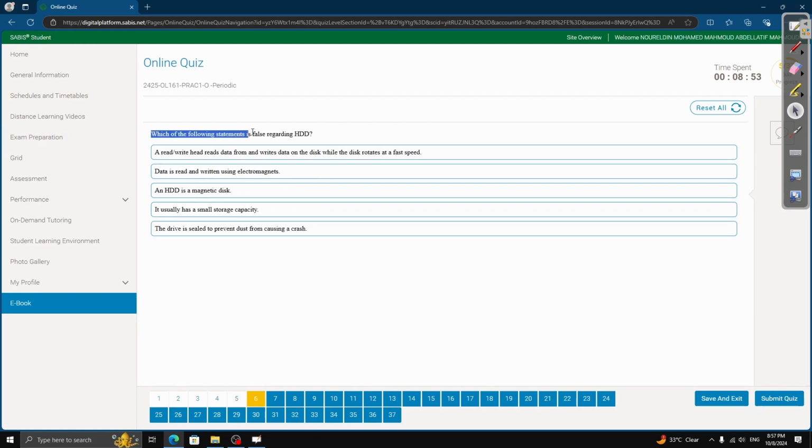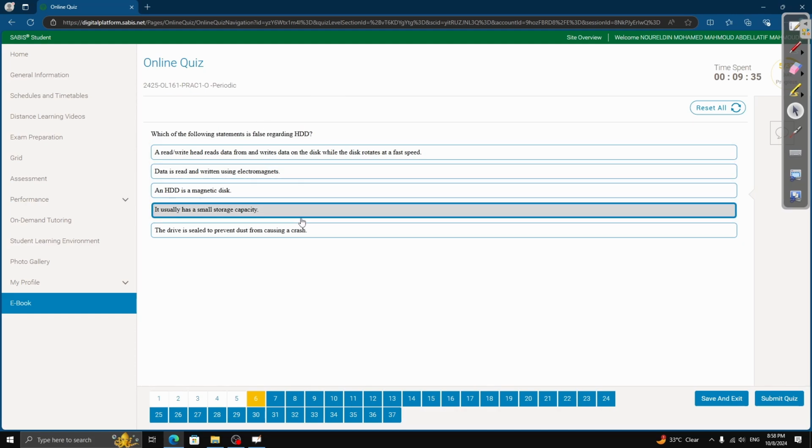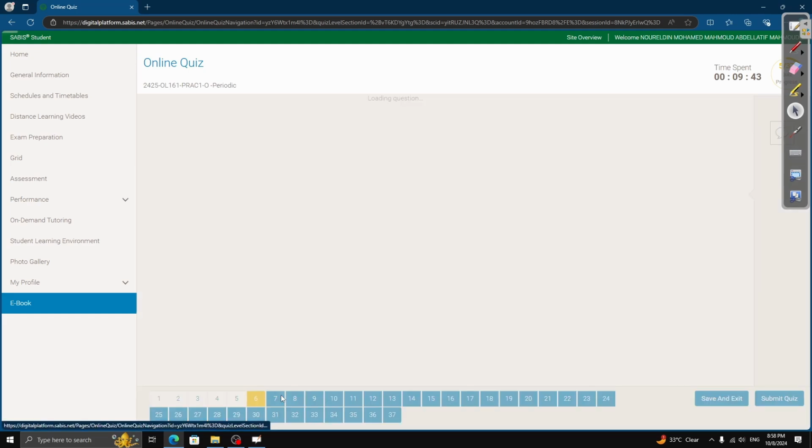Okay, next question. Which of the following statements is false regarding HDD? HDD is basically like this thing, or not, it's not really little, but inside it there's a disk that rotates at high speeds, and it can be read by electromagnetic heads. So which of the following statements is false? Usually it does not have a small capacity. Usually these types of storage devices, especially secondary storage, have large amounts of storage capacity.